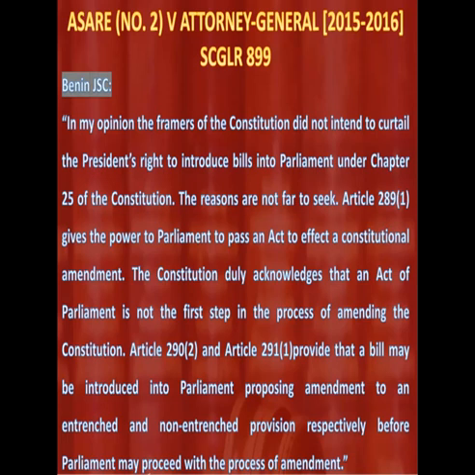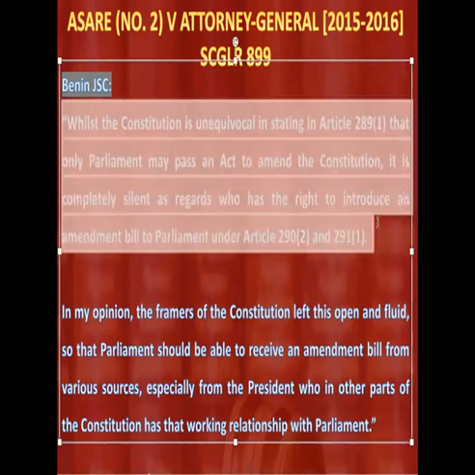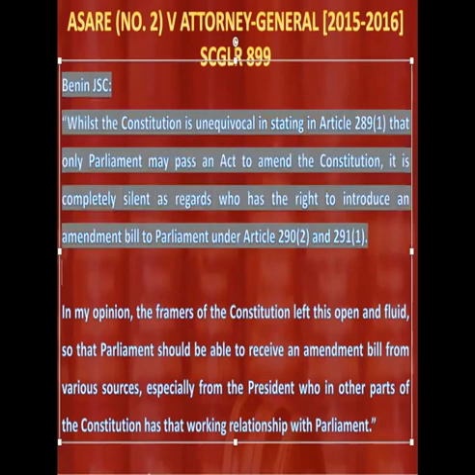Article 290 clause 2 and Article 291 clause 1 provide that a bill may be introduced into Parliament proposing amendments to an entrenched and non-entrenched provision, respectively, before Parliament may proceed with the process of amendment. Whilst the Constitution is unequivocal in stating in Article 289 clause 1 that only Parliament may pass an act to amend the Constitution, it is completely silent as regards who has the right to introduce an amendment bill to Parliament under Article 290 clause 2 and 291 clause 1 of the Constitution.